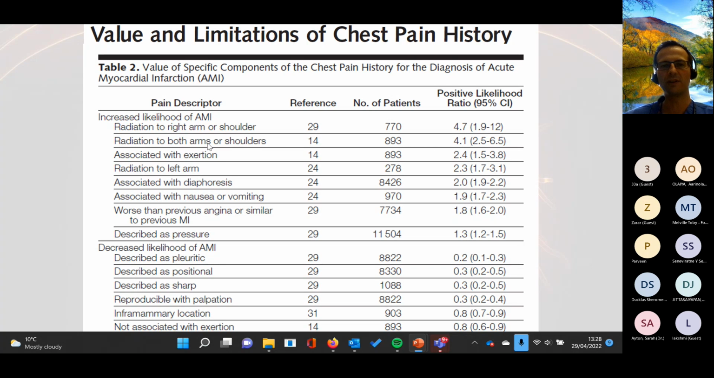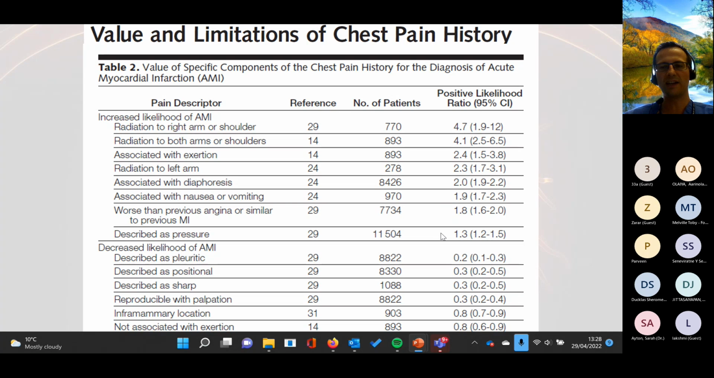It can obviously go to the left arm or both arms. It's exertional. The presence of sweating, nausea and vomiting, breathlessness, these are important features. So these considerably increase the likelihood of it being ischemic pain. So always ask for those three things. They want sweating, nausea, and breathlessness. Those are very useful features.